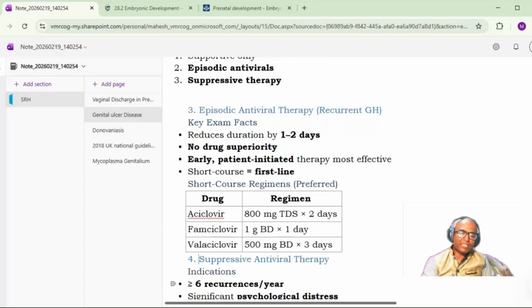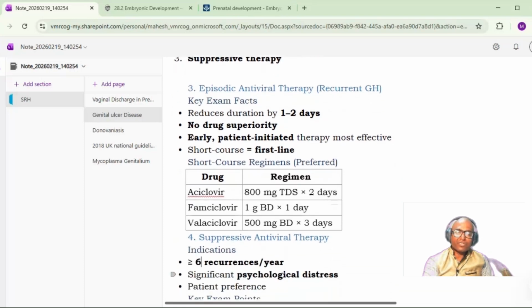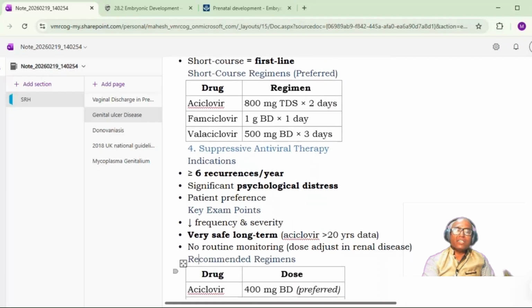Now, if it is a suppressive therapy, what are the indications for suppressive therapy? The indications will be more than 6 recurrences per year, significant psychological distress, patient preference. What does it do? Suppressive therapy will reduce the frequency and severity. It is very safe for long term. Acyclovir has got more than 20 years of data. No routine monitoring is required. And the drug of choice is 400 milligram BD. Here it is 400 milligram BD.